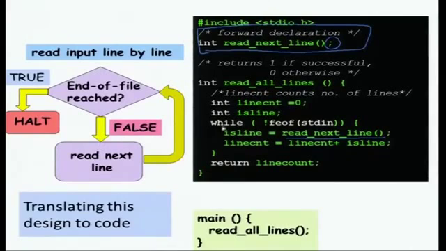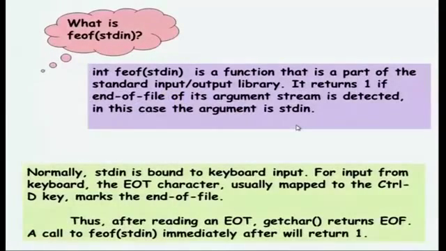So, this is a realization of the flow chart on the left. Now, there are a couple of things that require explanation. First is that even though the read next line function has not yet been defined, just based on the declaration I can say that it is going to return an integer, and I can use the integer here. The other thing is, what do we mean by feof stdin?